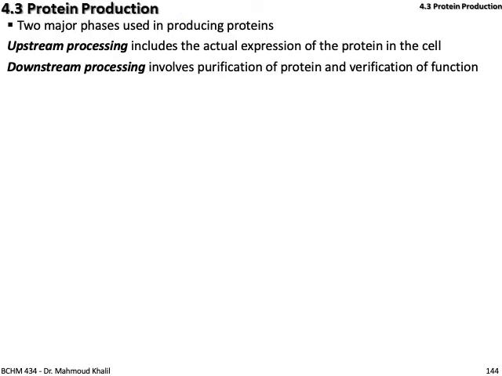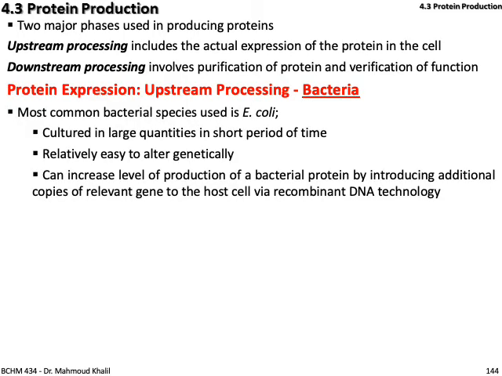The third subtopic is protein production. There are two major phases used in producing proteins, either upstream processing or downstream processing. Upstream includes the actual expression of a protein in a cell, while the downstream involves the purification and verification of the function of the protein. In the upstream, we will talk about first using bacteria in upstream processing.